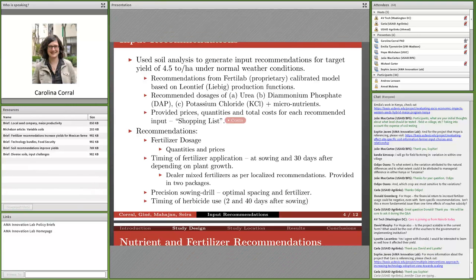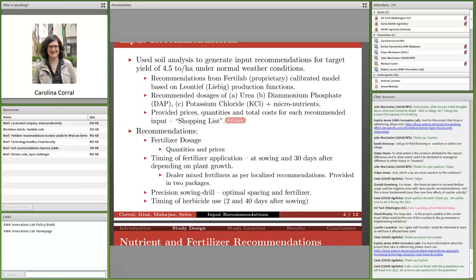So another part of the recommendations was that we were recommending the use of precision sowing drills. We explained to farmers that it was very important to have the right space between seeds, in order to guarantee that once the fertilizer is applied, the plants avoid competing with each other. And the last thing that we also recommend, which we didn't support with the grant, was the use of service badge.